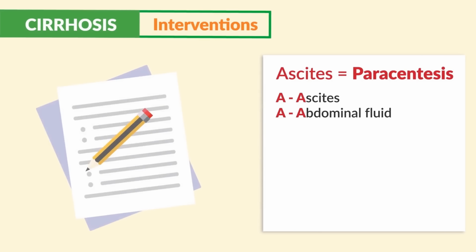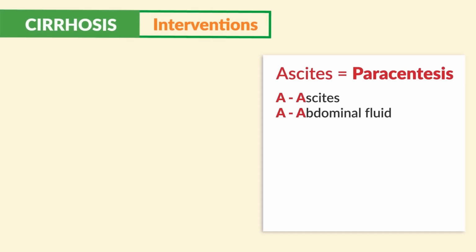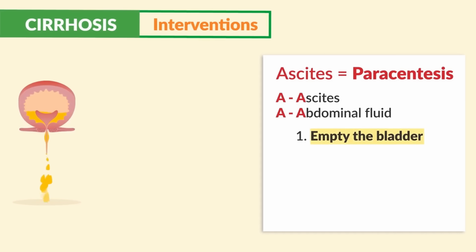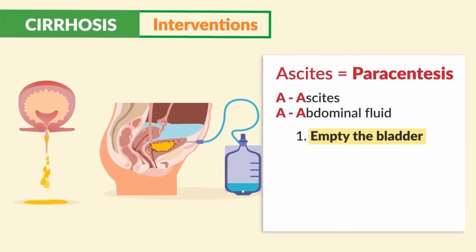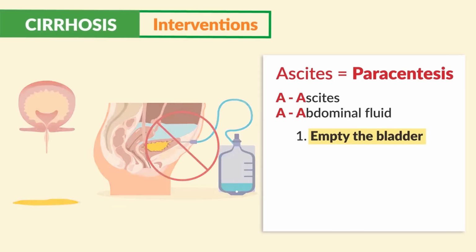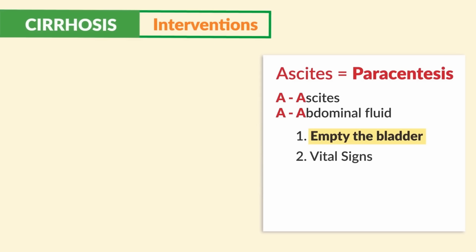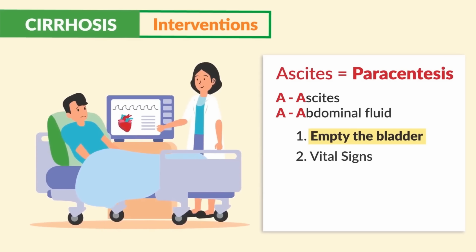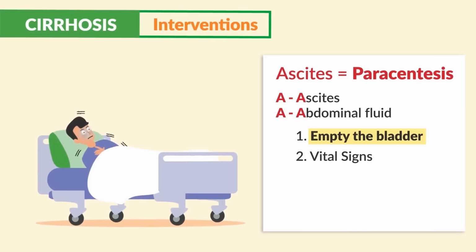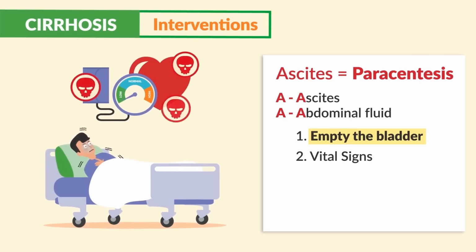Now there's a lot of nursing actions prior to the procedure, so write these down. They love to come up on NCLEX questions. Have the client, number 1, empty the bladder to avoid poking or perforating the bladder. Number 2 is vital signs. The key number here is to monitor for blood pressure, since clients who are getting fluid drained can go into shock, meaning severely low blood pressure.